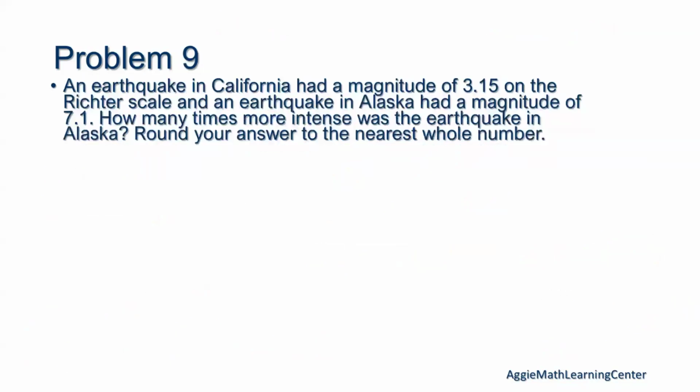464,688. Now if we move on to problem 9, earthquake in California. I'll write the equation up here; they'd give you this on the test. The equation is the magnitude of the first earthquake minus the magnitude of the second earthquake equals log base 10 of the intensity of the first over the intensity of the second.